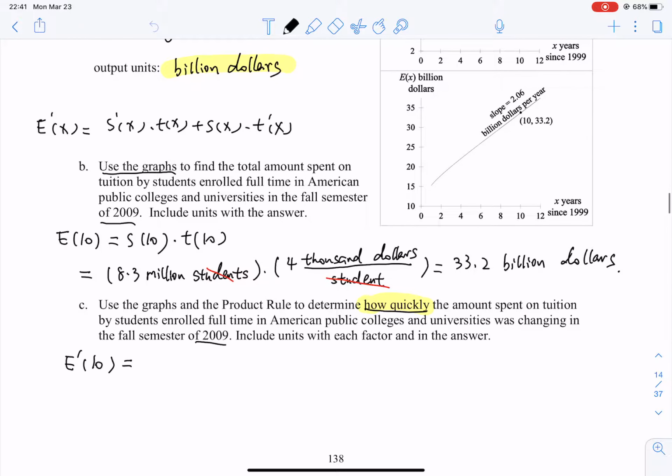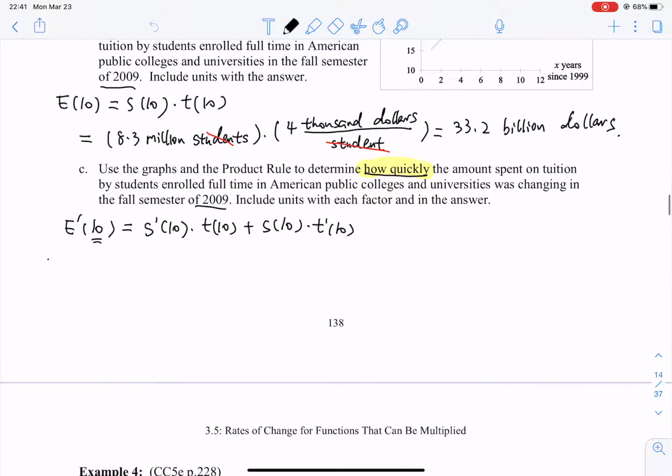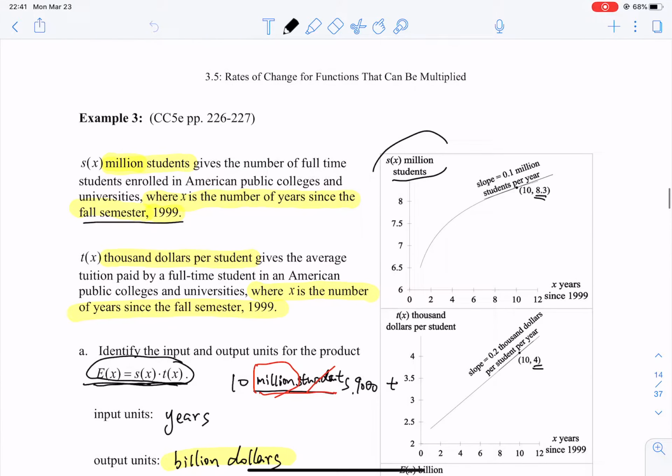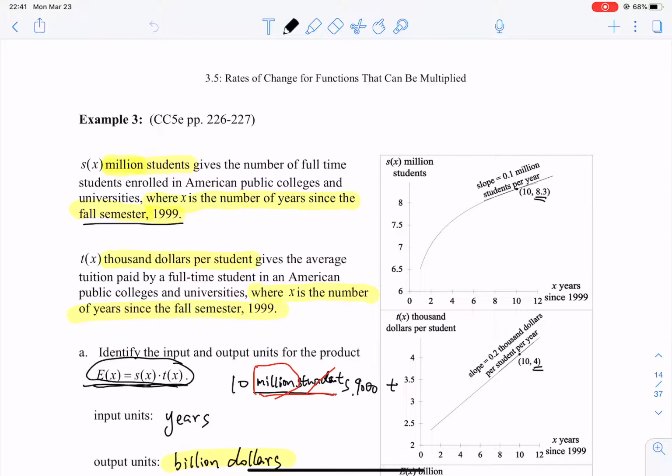So now we are given the value of x, just 10. So plug in x equals 10. Then we got S prime of 10 multiplied by T of 10 plus S of 10 multiplied by T prime of 10. Then what is the S prime of 10? For S prime of 10, we have to use the first function graph. When x equals 10, we know the derivative also means the slope of the tangent line. At this point, we are given the slope of this line is just 0.1. So the derivative when x equals 10 is just 0.1.